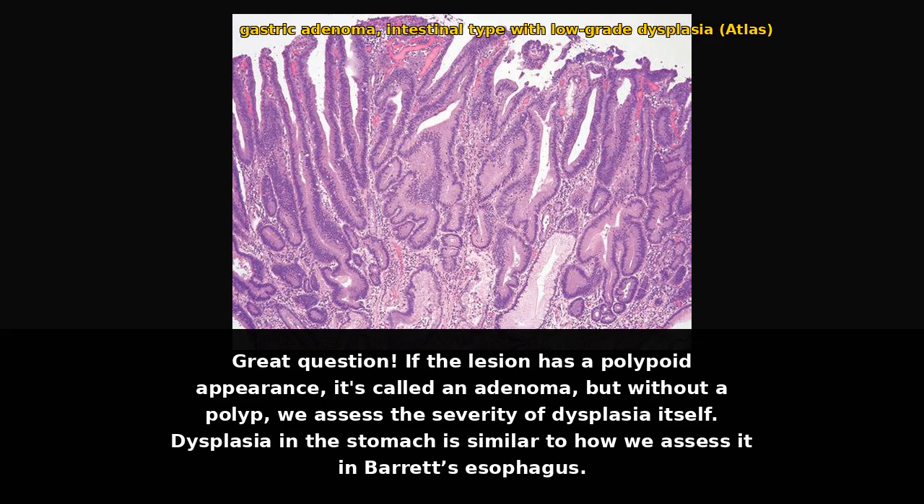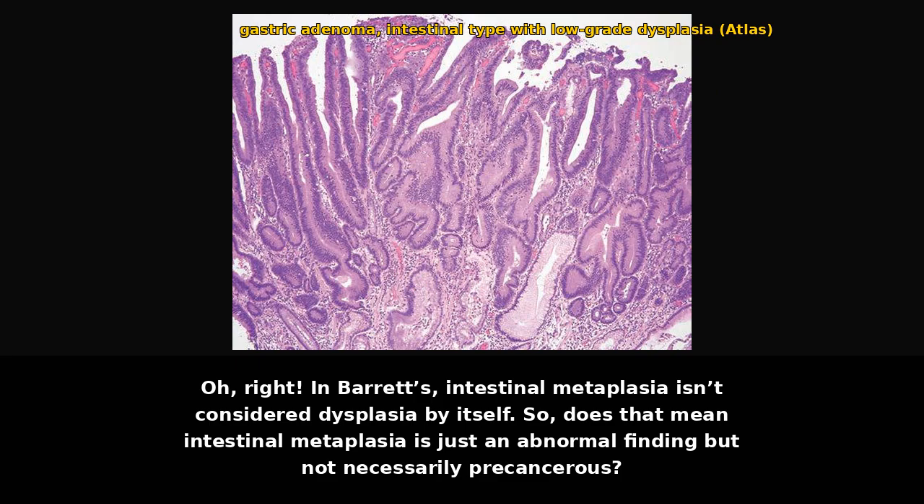If the lesion has a polypoid appearance, it's called an adenoma. But without a polyp, we assess the severity of dysplasia itself. Dysplasia in the stomach is similar to how we assess it in Barrett's esophagus. In Barrett's, intestinal metaplasia isn't considered dysplasia by itself.